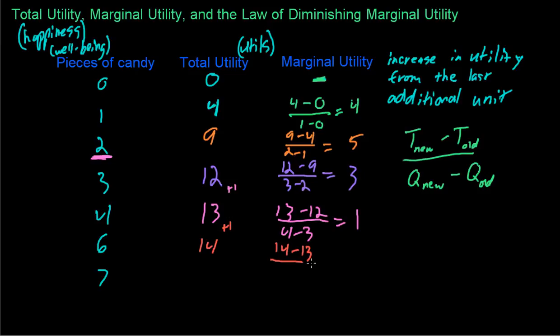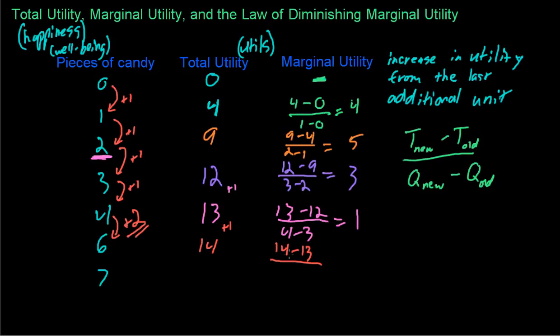But quantity here, all the other times we've been increasing quantity by 1. From 0 to 1, that's plus 1. From 1 to 2, that's plus 1. From 2 to 3, plus 1. And from 3 to 4, that's plus 1. But here, this is plus 2. So our quantity increased by 2. The number of candy bars we got increased by 2, and our total utility only increased by 1. So here, marginal utility is going to be a half. Each unit of candy bar gave us half a unit of total utility.